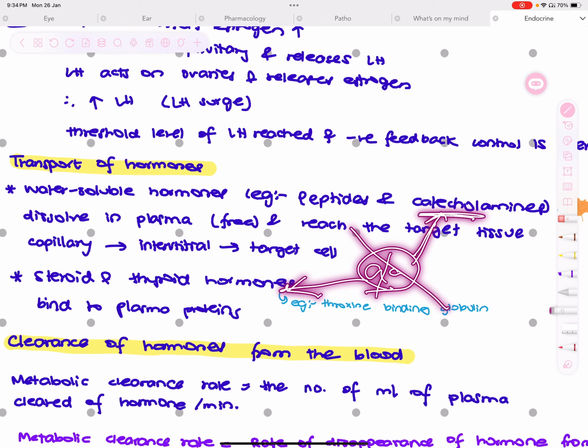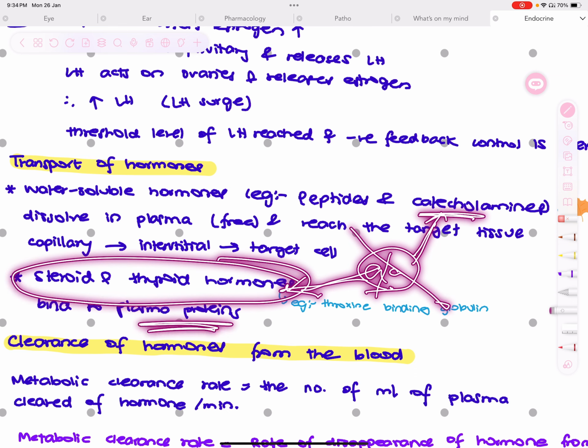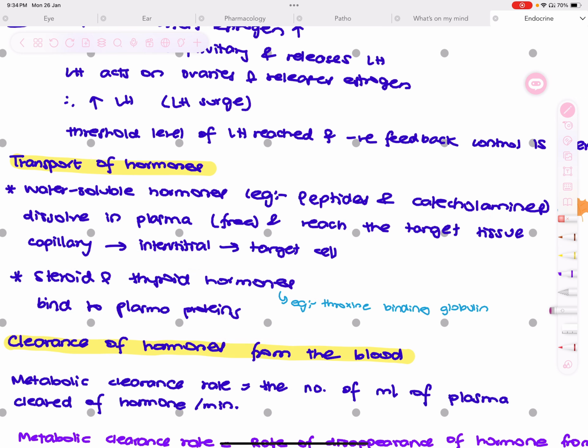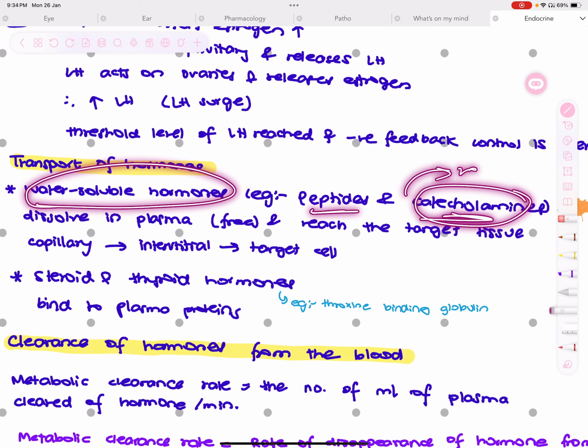We have grouped thyroid hormone and steroid hormone together, and they bind with the plasma proteins and then roam freely in the blood. That's how they are transported. Thyroid hormone binds with the thyroxine binding globulin. And steroid hormones also have to bind to some sort of plasma protein. Water soluble hormones, on the other hand, are peptides and catecholamines. Do not forget the catecholamines. These are also secreted in the vesicles.